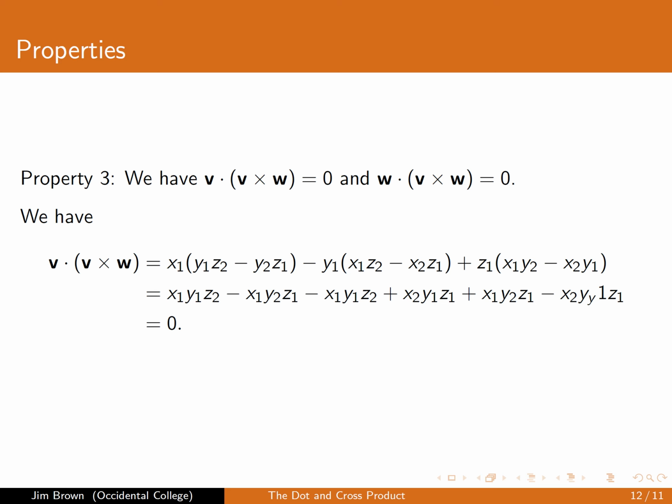So let's just do the computation for one of them. If I do the cross product, I get these terms in the parentheses. And then to dot that, I take the first component of V, multiply by the first component of V cross W, and so on all the way across. Now if we just FOIL everything out, we see that we get cancellation. So here I have an x1, y1, z2, and here I have a negative x1, y1, z2. So those two terms cancel. And you can see all the way through.